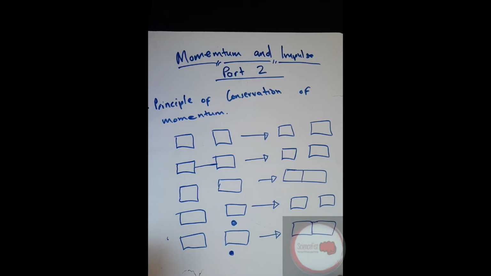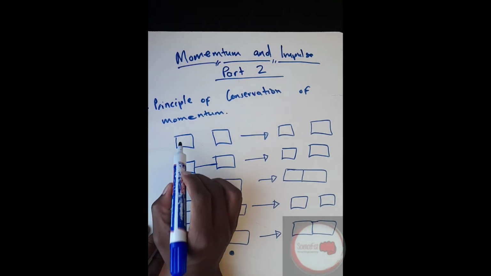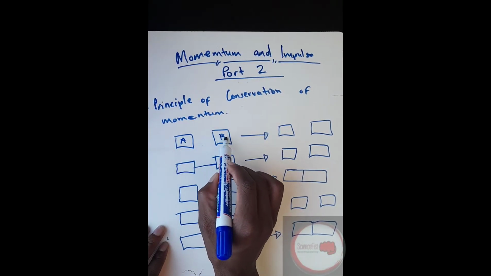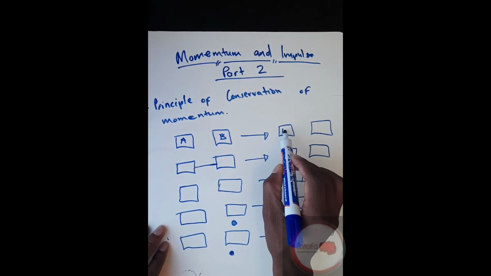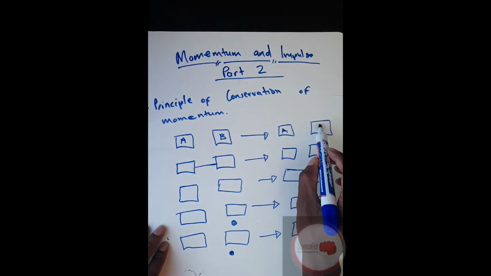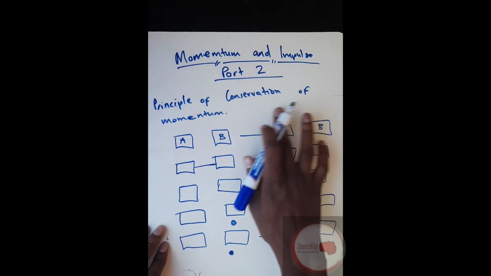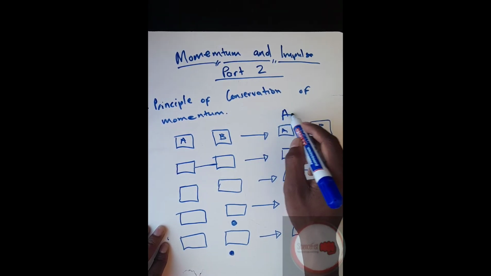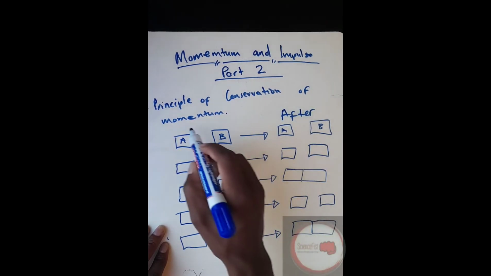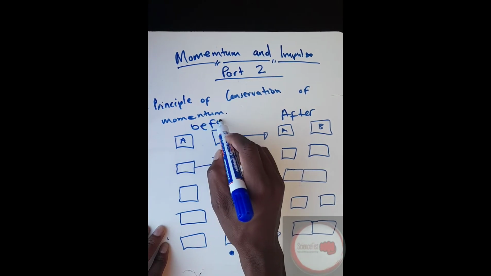These are scenarios that you can come across, but I really don't want you to memorize these things, okay? All you have to do is to understand what you're doing. So if this is A, this is B, this is A, this is B, so this will be after collision, and this will be before collision, okay?